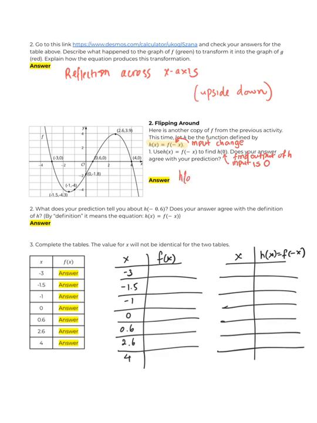So h of 0, using this equation, equals f of negative 0, but f of negative 0 is the same as f of 0. So if you look on the graph, f of 0 would be negative 1.8, so h of 0 would also be negative 1.8.